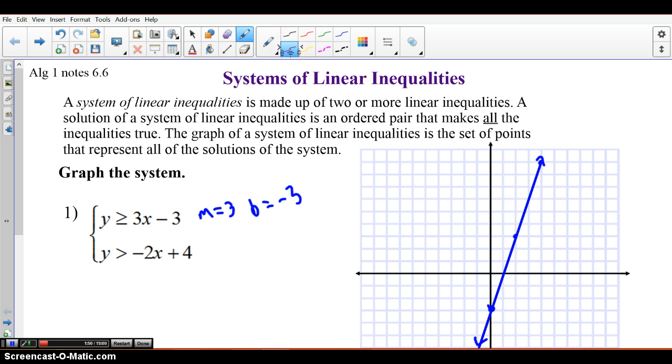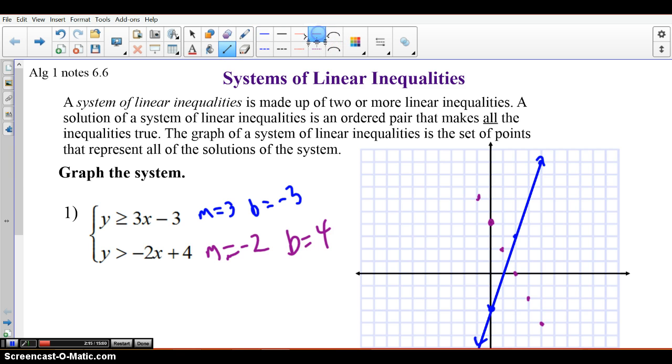Alright, let's look at the next one. Similar type problem. We're in slope-intercept form. We know the slope is negative 2, and we know the y-intercept is 4. So I'm going to go ahead and mark my key points. There's the y-intercept. Slope of negative 2 would give me some of the points you see here. We could go the other way as well. Again, I need to choose a line to connect.